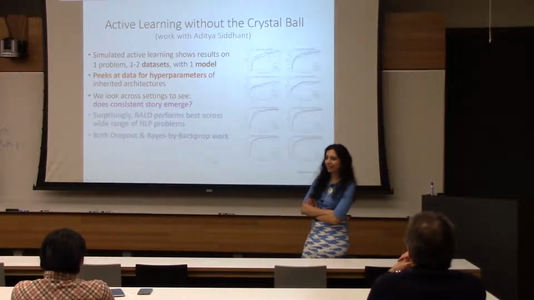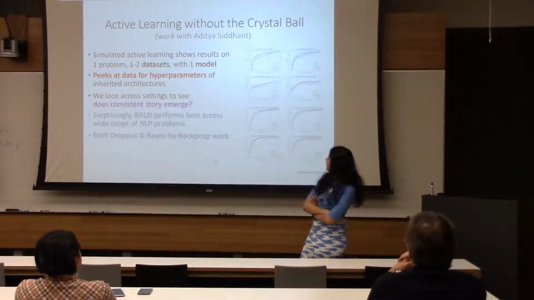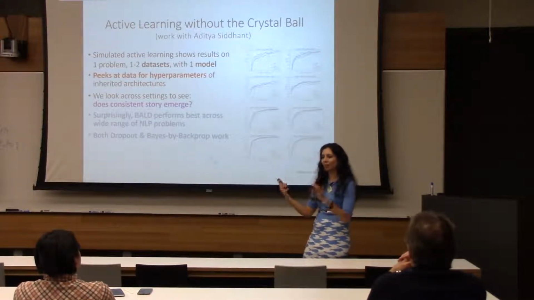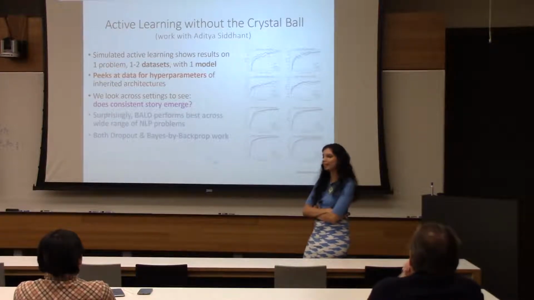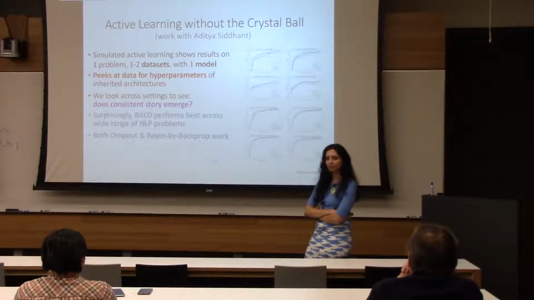In that case, that's why Zach calls it the crystal ball, because somebody was telling you, this is the best possible hyperparameter. Now fix this and go and do active learning, right? That's not going to happen in practice. Any other questions?